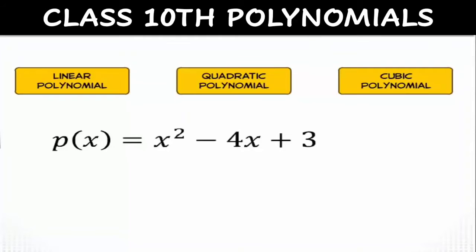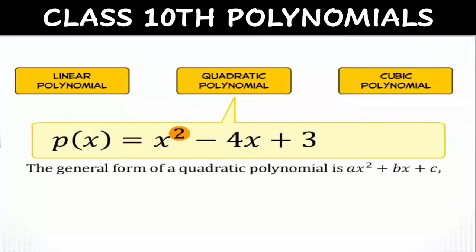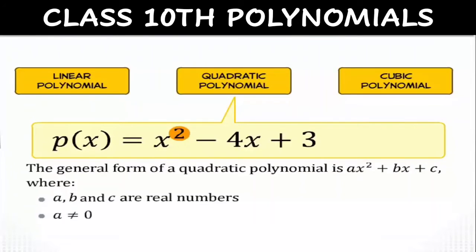Consider the third polynomial, x squared minus 4x plus 3. Here the highest degree is 2. Such a polynomial is called a quadratic polynomial. The general form of a quadratic polynomial is ax squared plus bx plus c, where a, b and c are real numbers and a is not equal to 0.